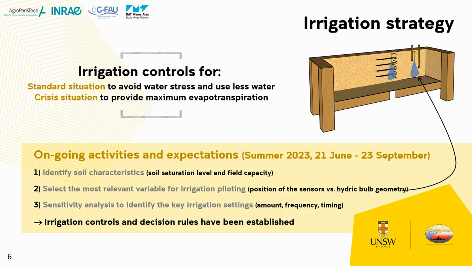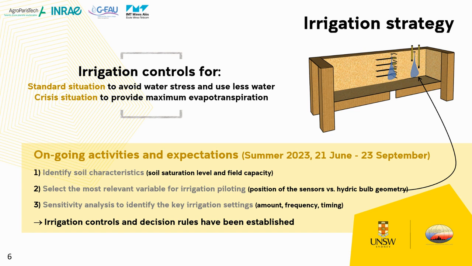So regarding the irrigation strategy, in this study, we aim to control irrigation for two situations. The standard situation, so when we don't have a period of overheating in our pilot, we want to avoid water stress and use as little water as possible. For the crisis situation, so when we have a period of overheating in the pilot, we want to provide the maximum evapotranspiration for the plant, soil, and environment system.